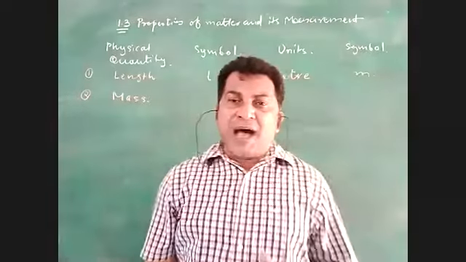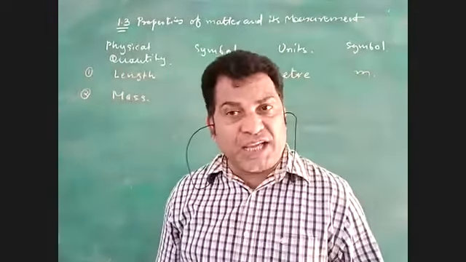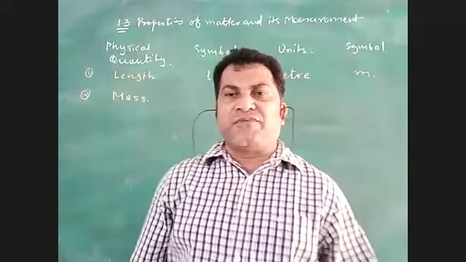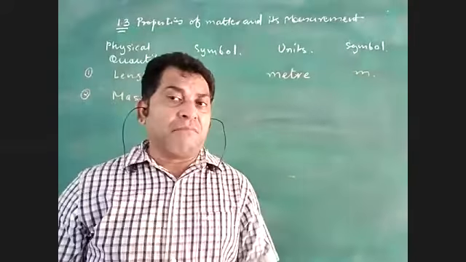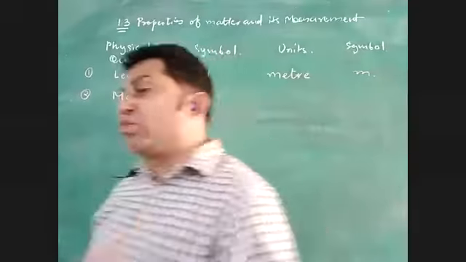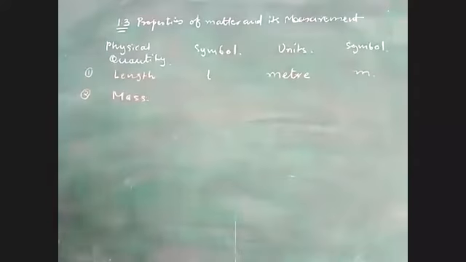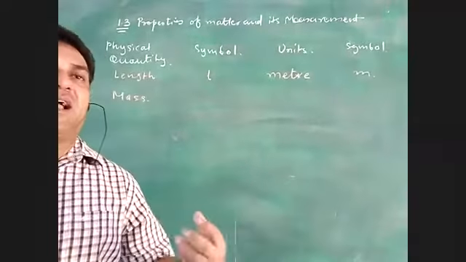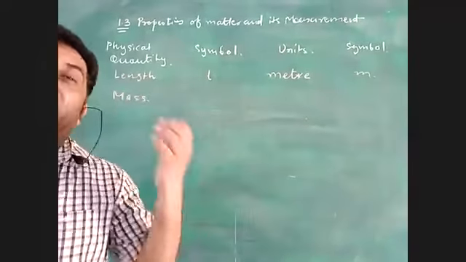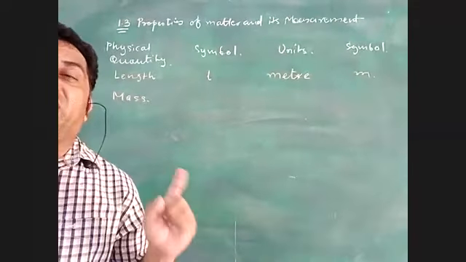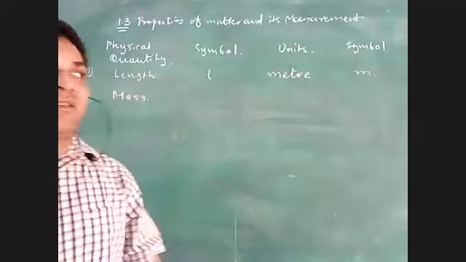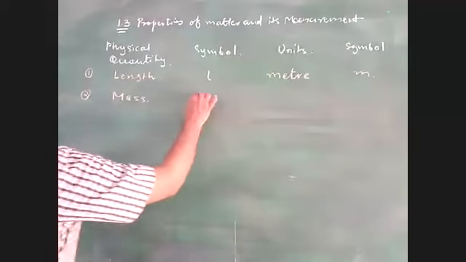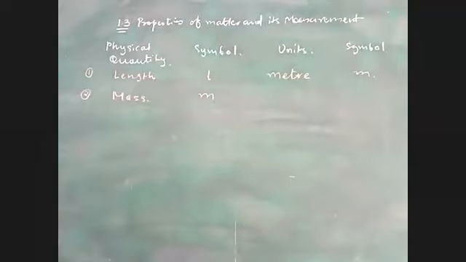See dear, mass and weight are different things in physics as well as in chemistry, but up to this point we will consider in chemistry that mass and weight are simple. So don't confuse yourself. Mass is a quantity, while weight is not a quantity. Weight is actually force. Remember this thing. And mass, its symbol is small m, and its unit is kilogram.